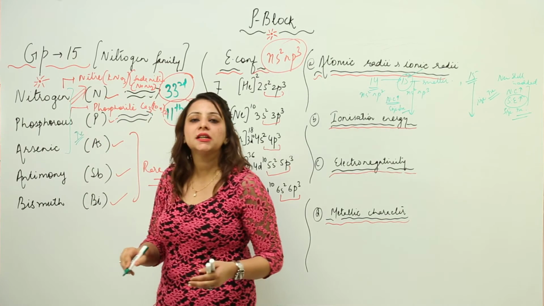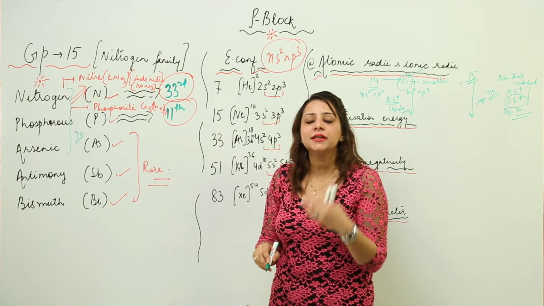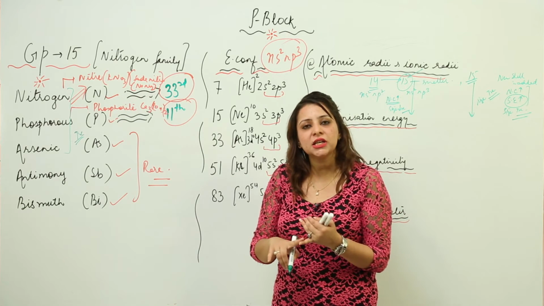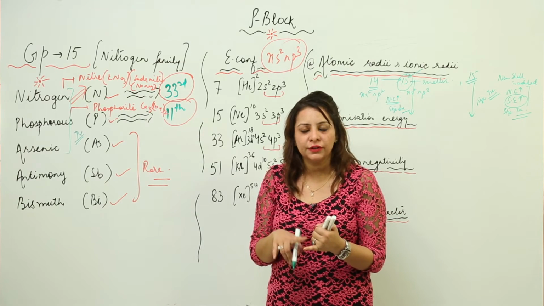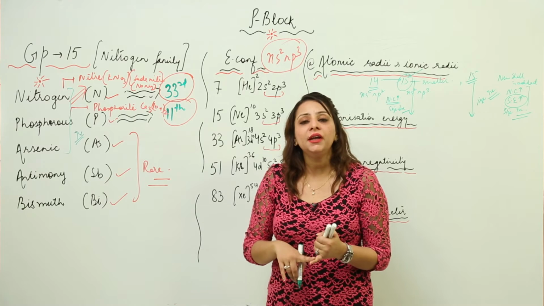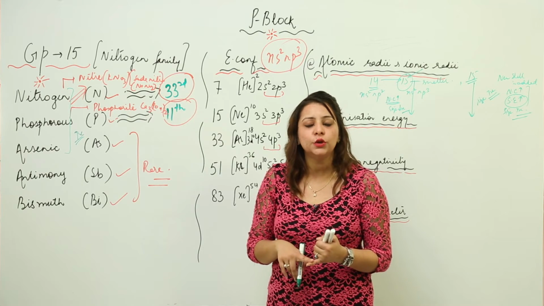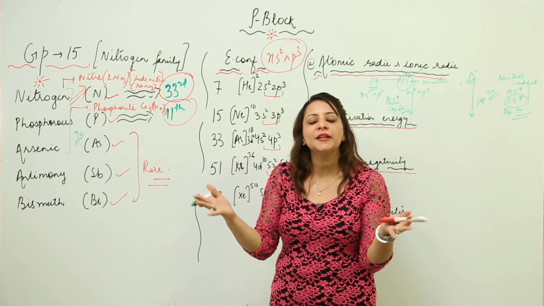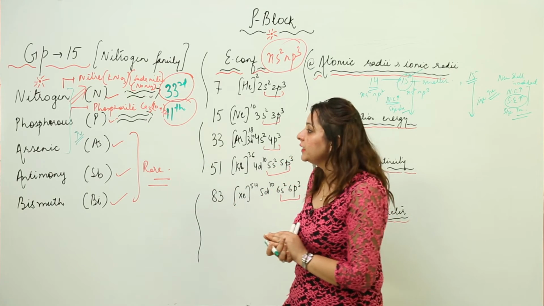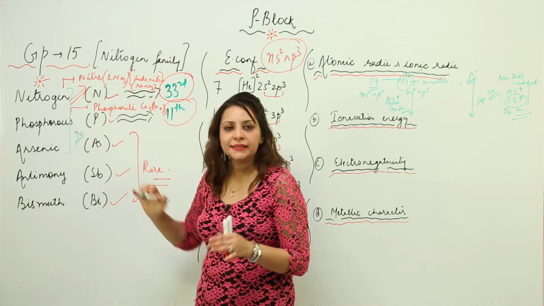The reason being the increase in the number of shells, due to which nuclear charge is also increasing and the shielding effect is also increasing. But the shielding effect is so pronounced that it overweighs the increase in the nuclear charge. Therefore, there is an expansion of the electron cloud. So we see that as we move down, the size increases.